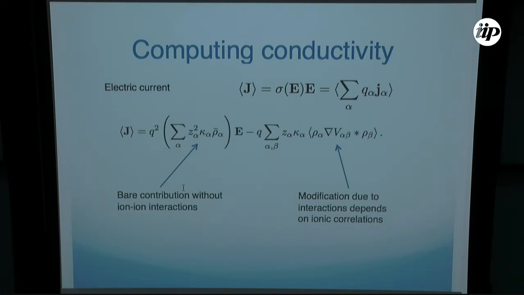If I do this computation, I find this is the bare calculation, which we teach, and this is the modification due to interactions. And as you can see, there are two terms in the density here. This is the term that depends on the interactions.